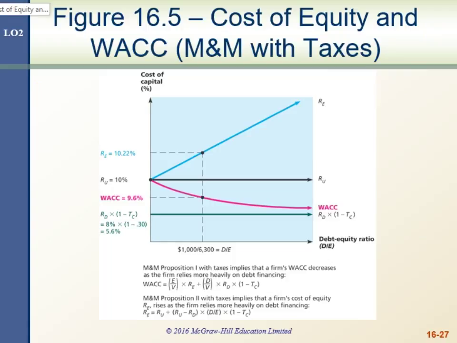So we can put that on a graph, and this one probably looks a lot like the graphs you saw in your economics class. A couple of things happening here. We have the return on the unlevered firm, which is simply this black line.